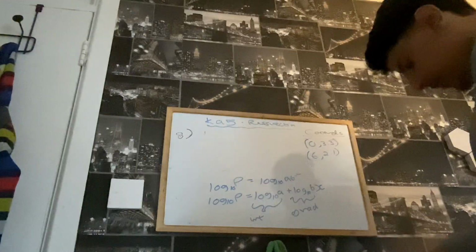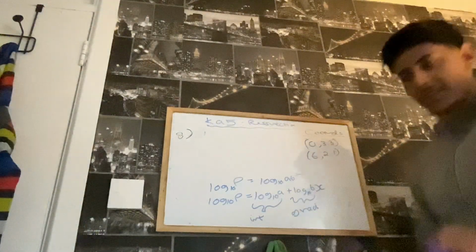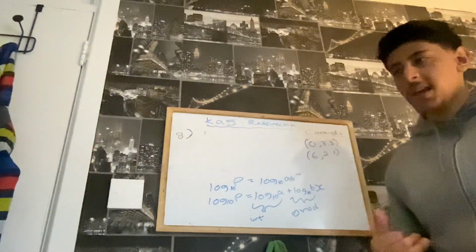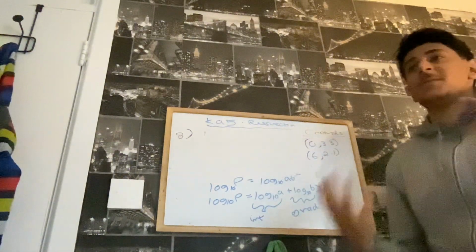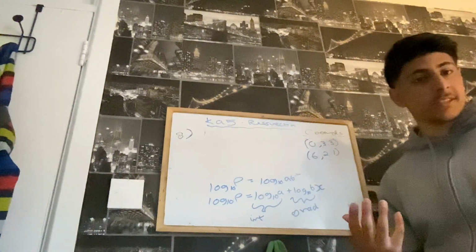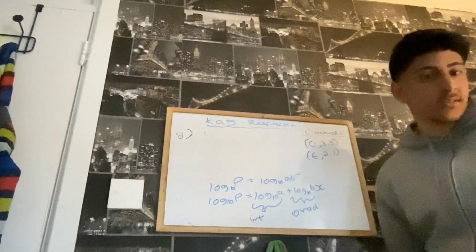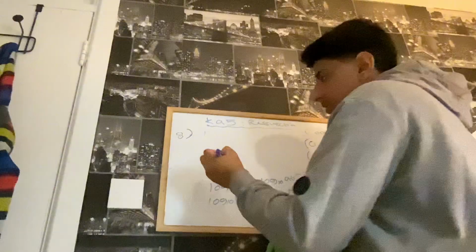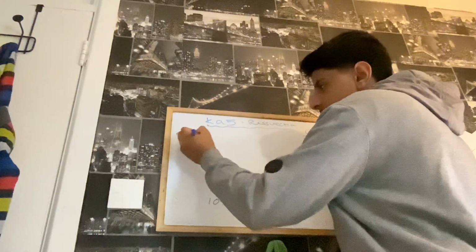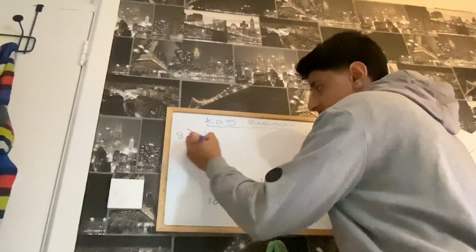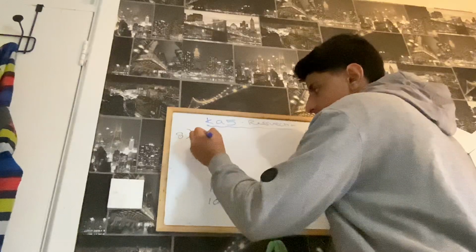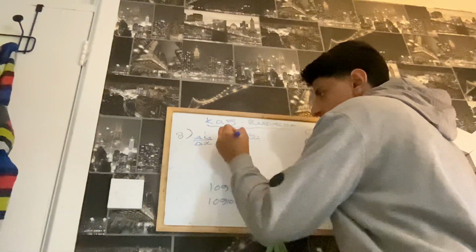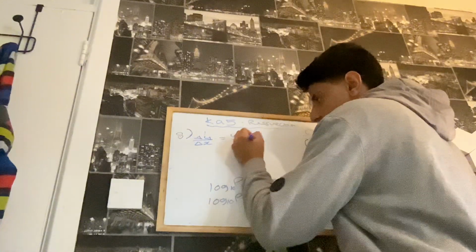To find the gradient, we do dy dx or changing y over changing x, it doesn't really matter. Same thing with differentiating. If we differentiate something, we're pretty much just getting the gradient. Same thing with Pythagoras. We find the hypotenuse, that's also the gradient of something. So there's a specific equation for this. It's y2 minus y1 over x2 minus x1.